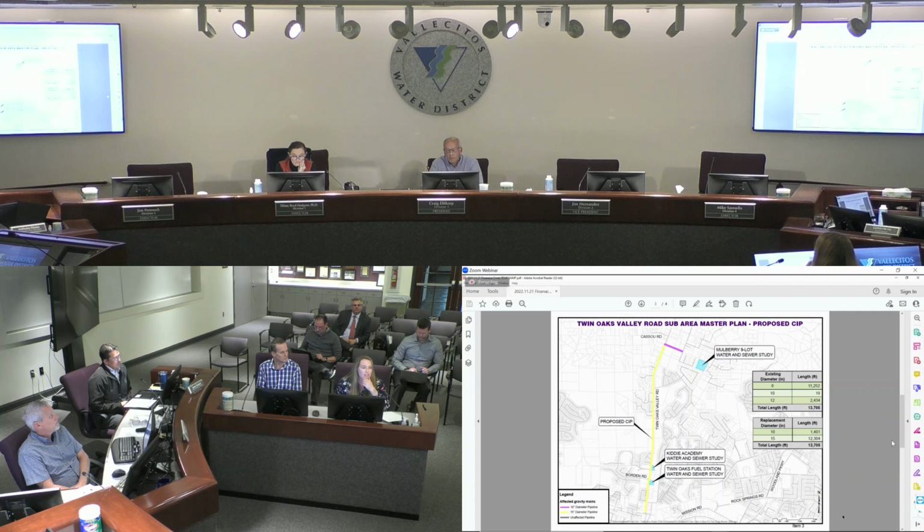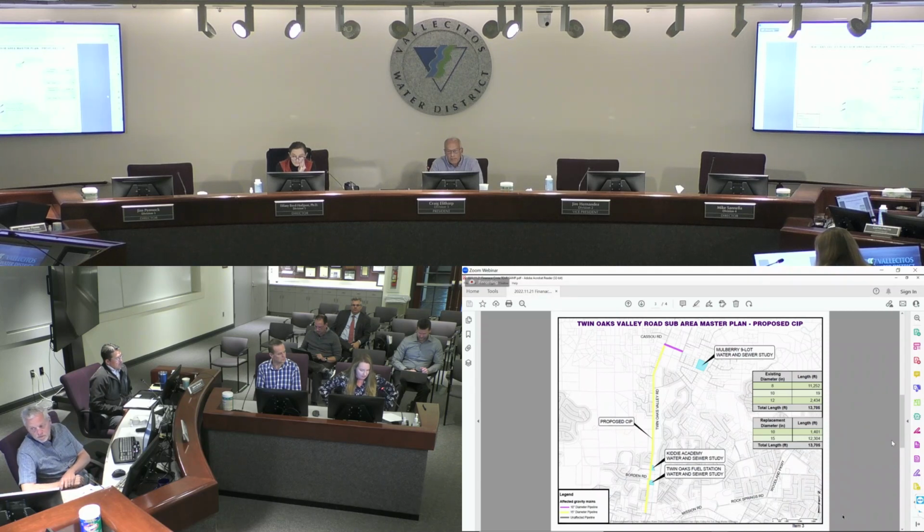Meaning that really the CIP project we saw on the previous slide, identified in our master plan, should be upsized to accommodate future sewer connections in this sewer basin. The water and sewer studies for these 3 projects determined that the existing 8, 10, and 12-inch sewer needs to be replaced with 10 and 15-inch sewer to accommodate future connections.